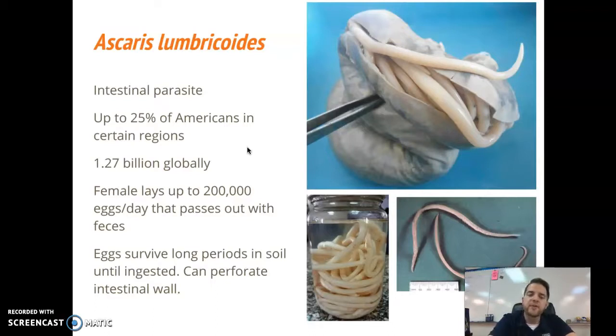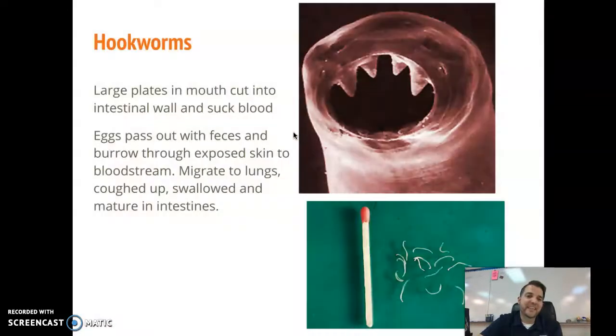Females lay about 200,000 eggs per day, and they pass out with the feces. If the feces pass into soil, then they can pass on to other animals. They are able to stay in the soil. They can go into plants and then get consumed. And they're extremely dangerous because they can actually perforate the intestinal wall and cause internal bleeding. So, yeah, okay. So hookworms, it just keeps getting better.